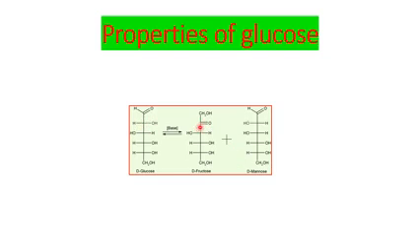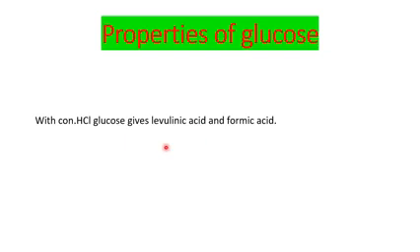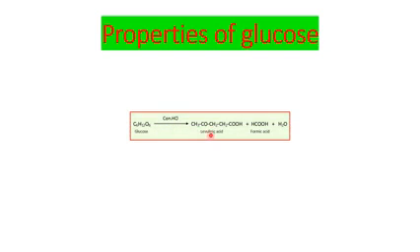Here, fructose, you know, is a keto hexose. It consists of a keto group, so the keto group is there. With concentrated HCl, glucose gives levulinic acid and formic acid. Levulinic acid is CH3, CO, CH2, CH2, COOH. With concentrated HCl, the glucose gives levulinic acid and formic acid, HCOOH, with a water molecule.